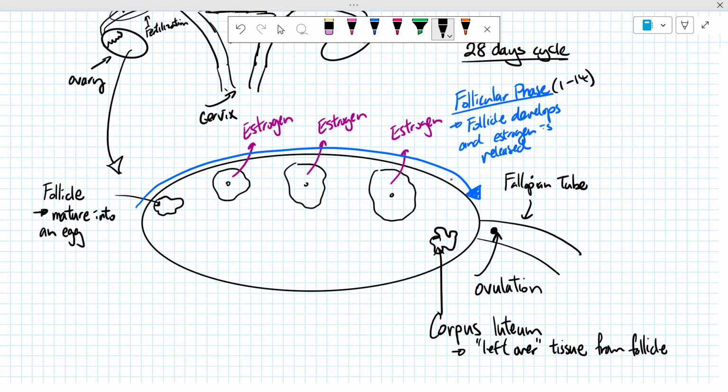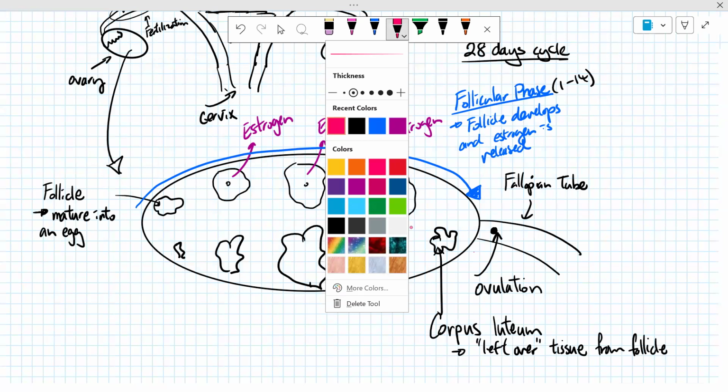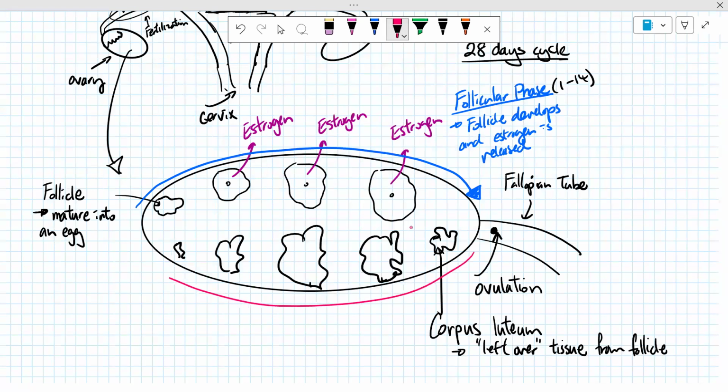Now this corpus luteum is gonna grow a little bit, and then if there's no pregnancy, it's gonna break down. So it grows, and then it breaks down. So this part here is called the luteal phase.